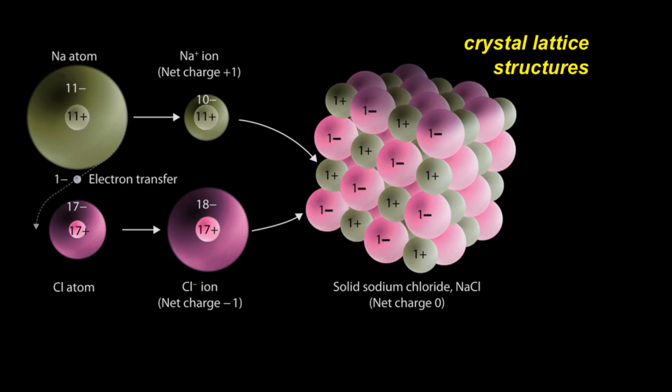And it's not just one pair. In solid sodium chloride, these ions arrange themselves into a crystal lattice, a repeating three-dimensional pattern. That's why ionic compounds like this have really high melting and boiling points. The structure is super stable, and it takes a lot of energy to break it apart.